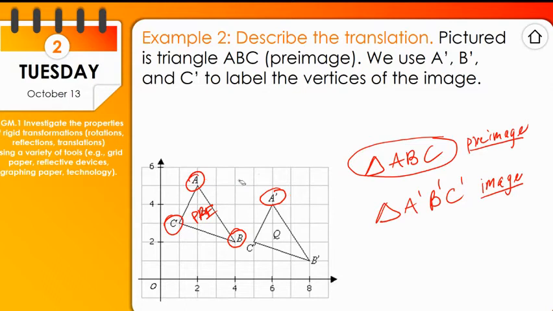When we look at translations, we are sliding something left and right or up and down. So we want to start with horizontal movements. This value is being slid 1, 2, 3, 4 units right. So 4 units right, and down 1 unit.